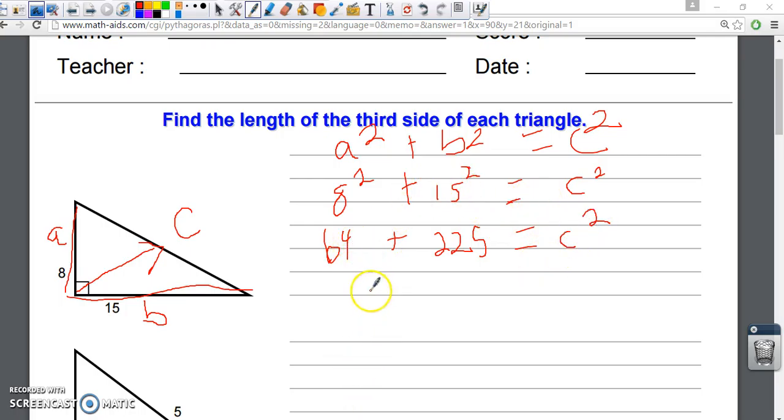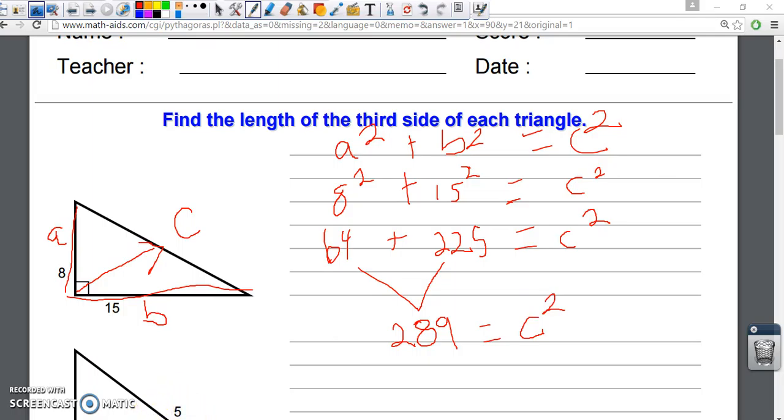Now all I have to do is the math that I see right here. So I have 225 plus 64. That will give you 289. Okay? Bring down your C squared.